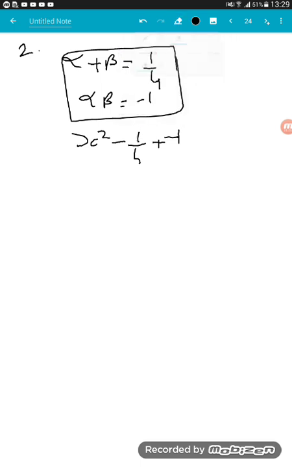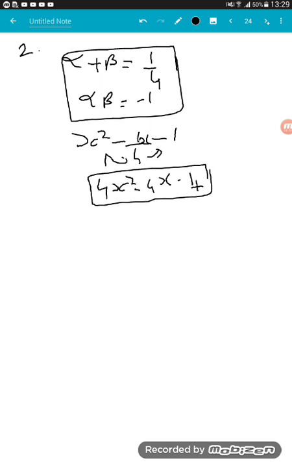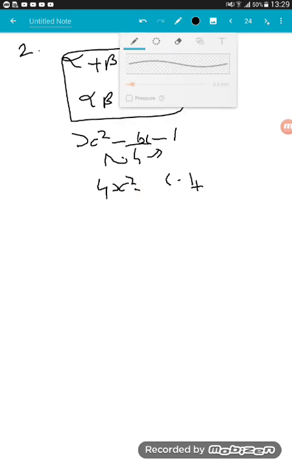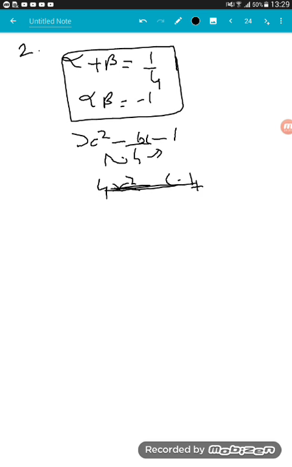So write it again. Minus 1. So this one you can take the LCM, and it will be 4x square minus 4x, and it will be x and minus 1 by minus 4. 4x square minus 4x minus 1.